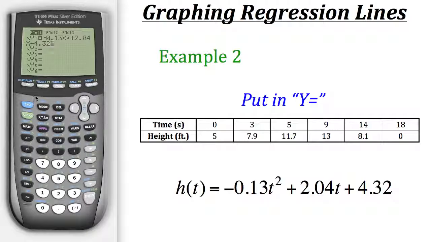And now when we graph, it would be best to have our stat plot on, which you know it's on if the plot up here is highlighted in black. Now for us, we have it in plot 1, so that is the plot that is highlighted. So to make sure that we have a good window to see our regression line, we could just use the zoom stat function.